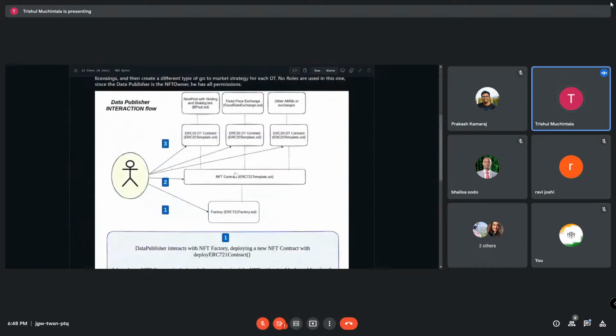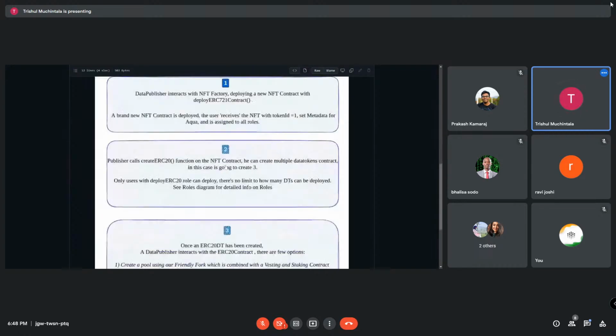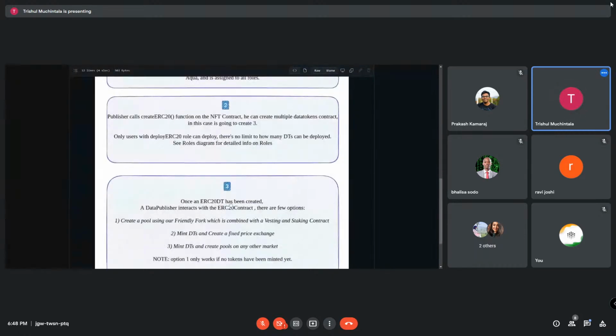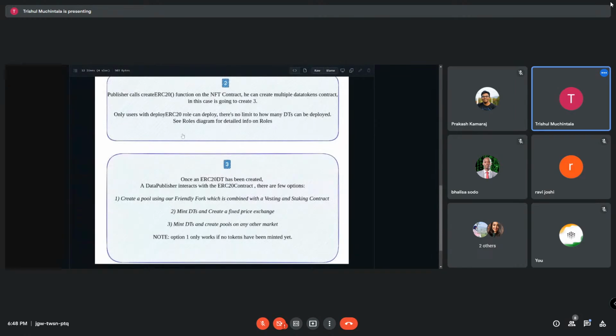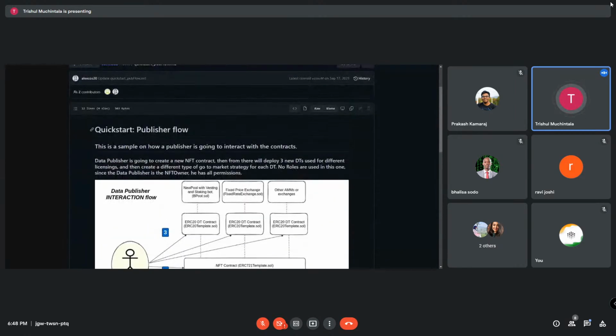So this publisher flow tells you how you upload and how the smart contract is going to assign an ID for your data, mint an NFT and give it back to you. This data as NFT is what we refer to as a DT, data token. Yeah, I think that summarizes the publisher flow.